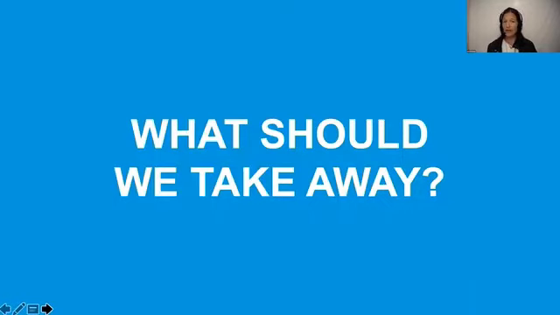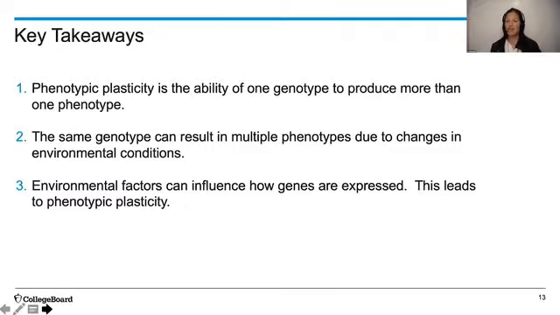So we have a couple of big takeaways from this video. If you're taking notes, these are the things that I would make sure to write down. So our first is that phenotypic plasticity is the ability of one genotype to produce more than one phenotype. The same genotype can result in multiple phenotypes due to changes in environmental conditions. That was the changing pH or the changing CO2 levels in the atmosphere. And finally, environmental factors can influence how genes are expressed. This leads to phenotypic plasticity.